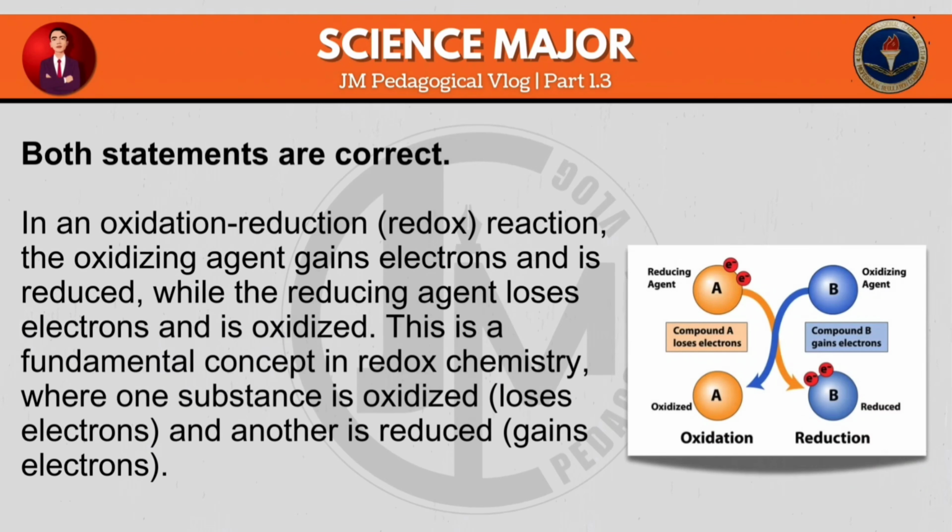In an oxidation-reduction (redox) reaction, the oxidizing agent gains electrons and is reduced, while the reducing agent loses electrons and is oxidized. This is a fundamental concept in redox chemistry, where one substance is oxidized, loses electrons, and another is reduced, gains electrons.